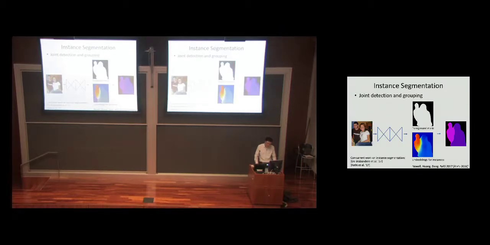And I'd like to note that this idea of associative embedding actually is more general than human pose estimation. You can use it to do other problems that involve joint detection and grouping. For example, you can use it to solve instance segmentation. Here the detection is about the foreground pixels. You ask the network to produce a segmentation mask that labels every pixel as person versus non-person, and then you have an embedding map that tells you how the foreground pixels should group into individual instances.